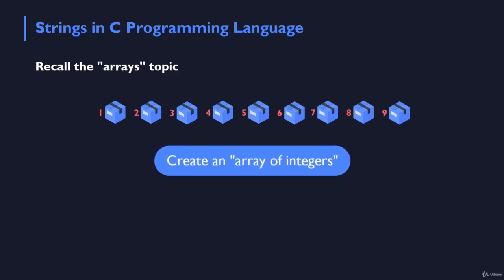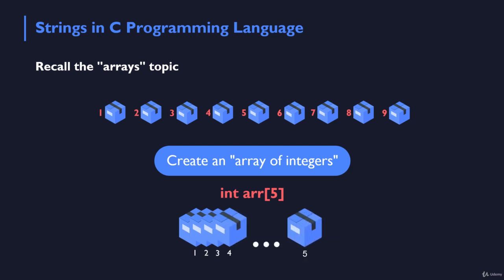And just to make sure that you're aligned with the material regarding arrays, let's see how we would have created an array of integers. So if we wanted to create an array of integers, we would simply do something like this: int arr and use 5 in these square brackets, which means that we are going to create an array of integers and there will be only 5 elements in this array, in this collection.